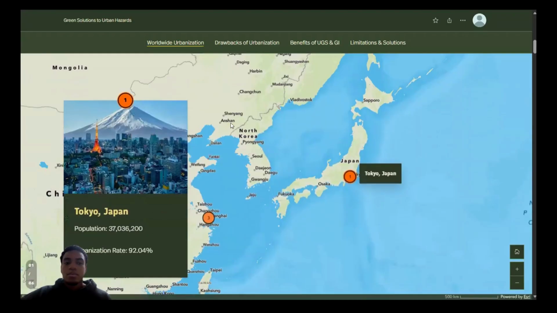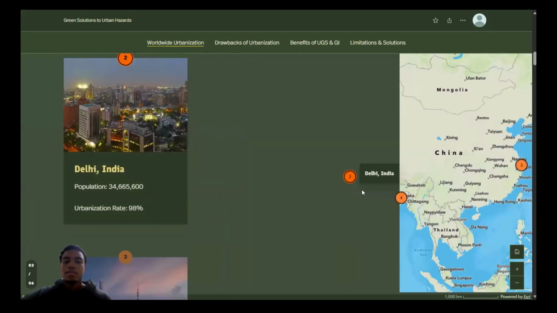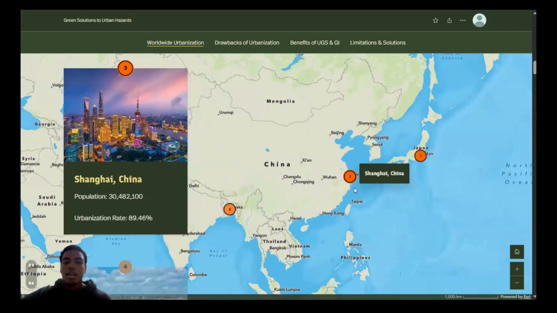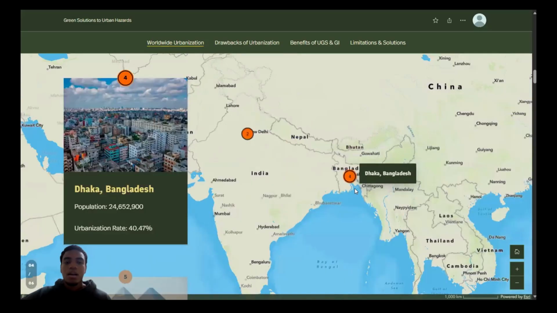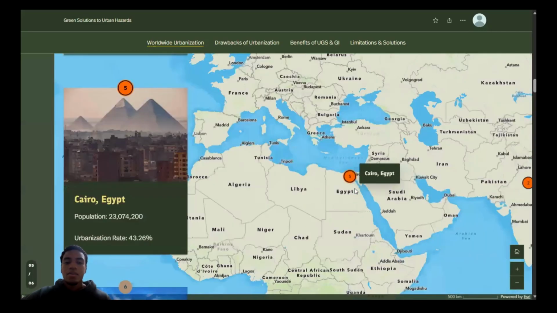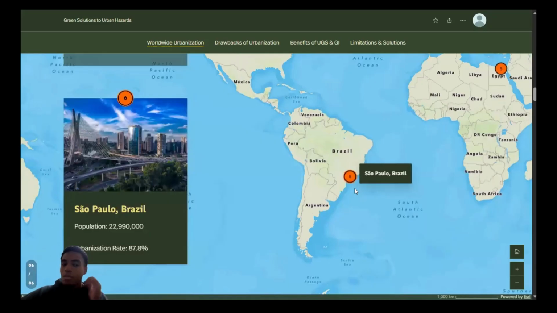So here's an example. Here's just a list of some of the most populated cities in the world. First, we have Tokyo, Japan, with a population of 37 million and an urbanization rate of 92%. And urbanization rate just means the amount of land there that is urbanized. So 92% of the land in Tokyo is urbanized. Next, we have Delhi, India, Shanghai, China, Dhaka, Bangladesh, Cairo, Egypt, and last but not least, Sao Paulo, Brazil.